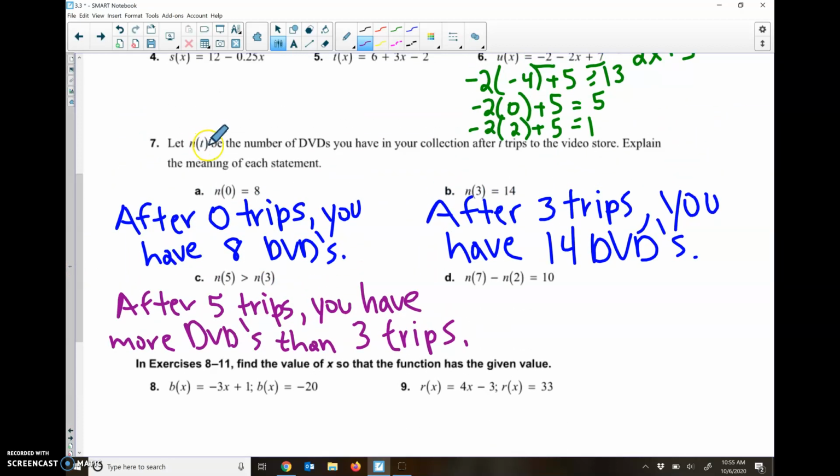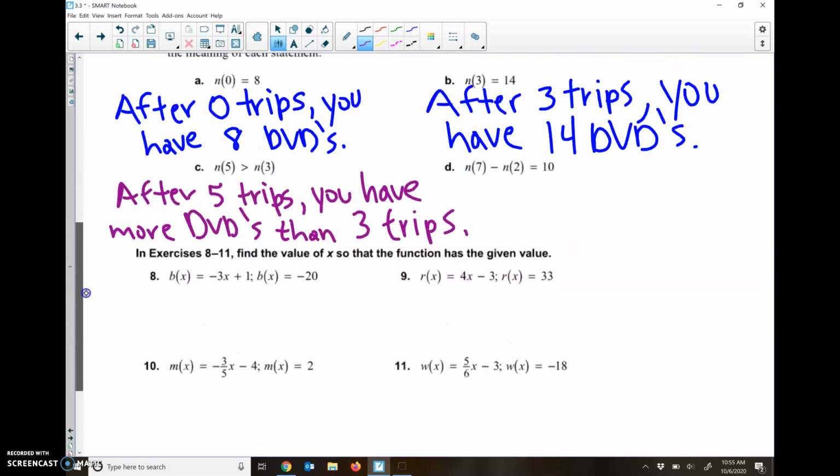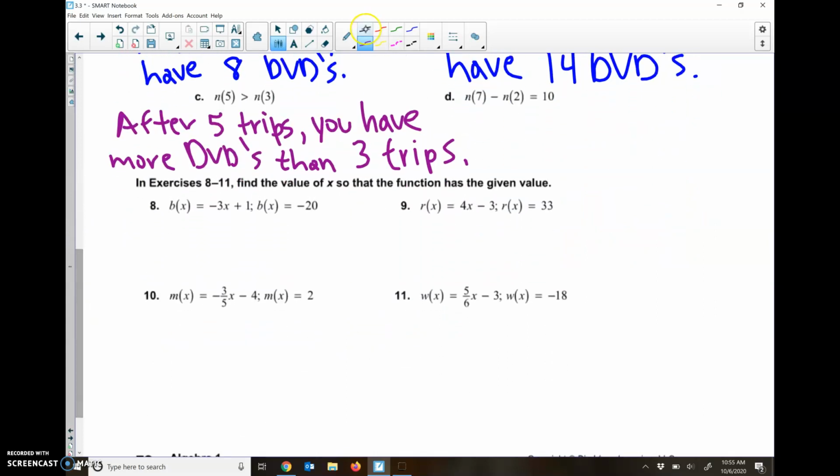So it says N of T be the number of DVDs you have in your collection after T trips. So after 0 trips, after 3 trips, after 5 trips, after 7 trips, after 2 trips, and so on, whichever it is. Okay, 8, 9, 10, 11.